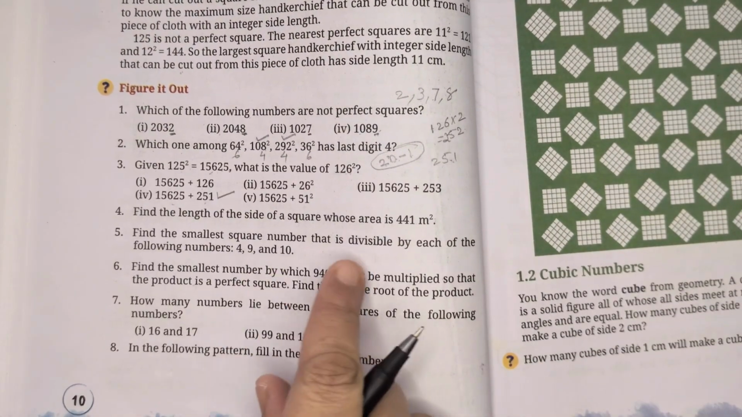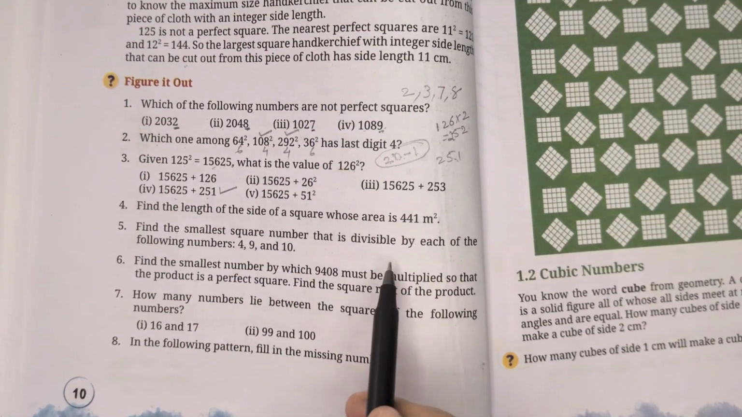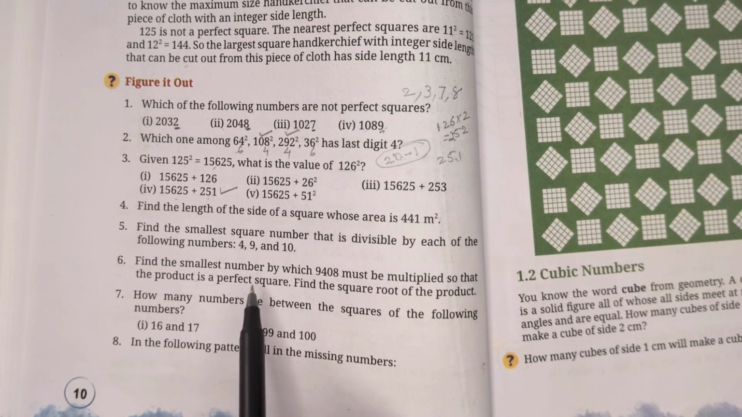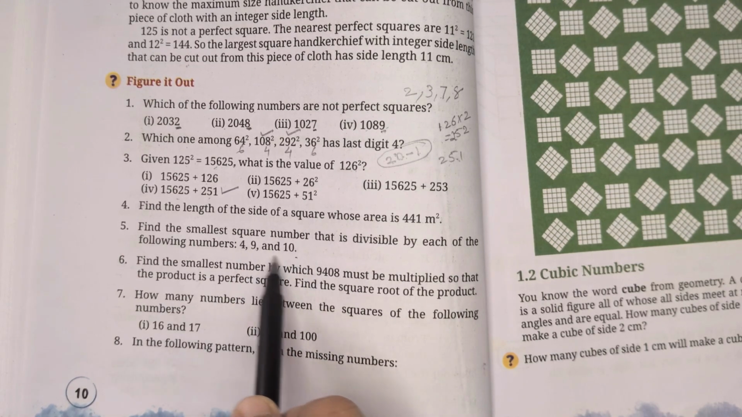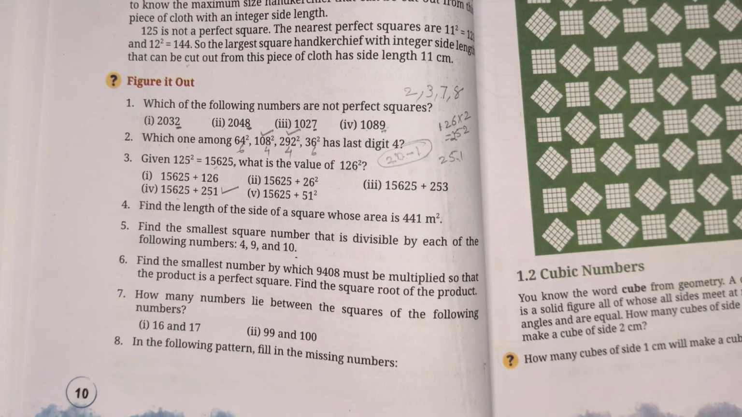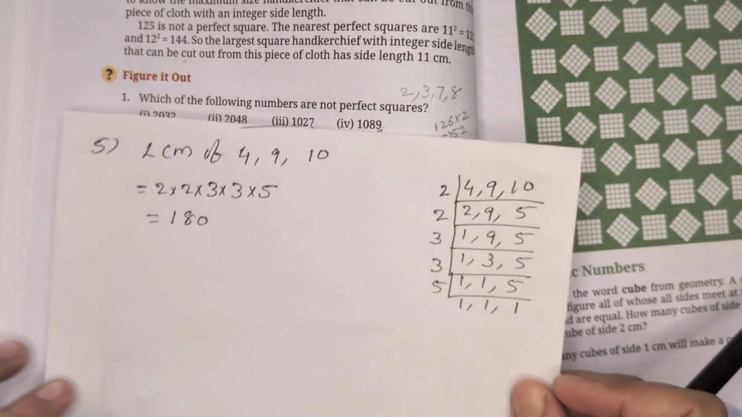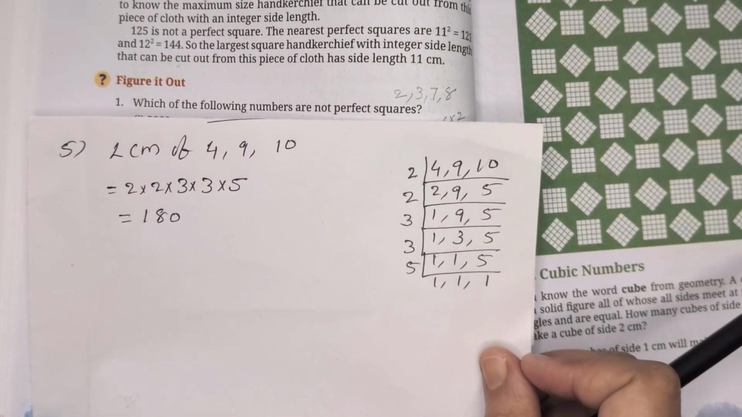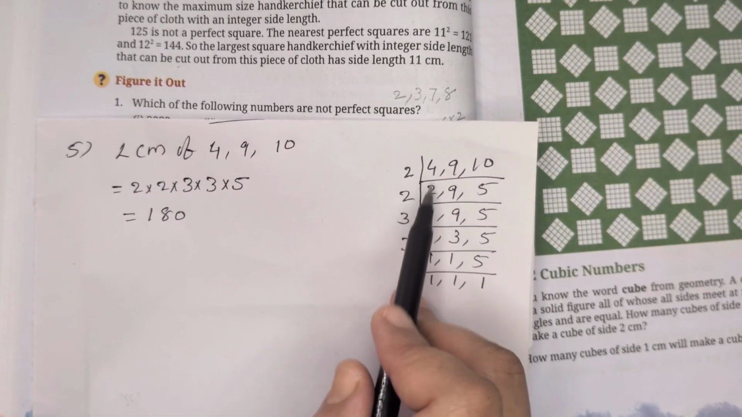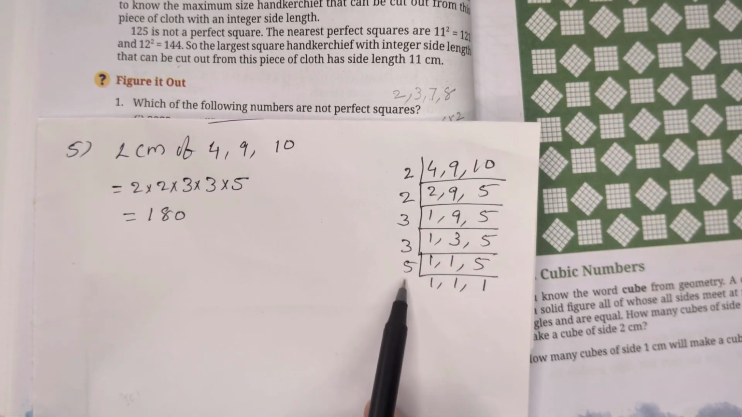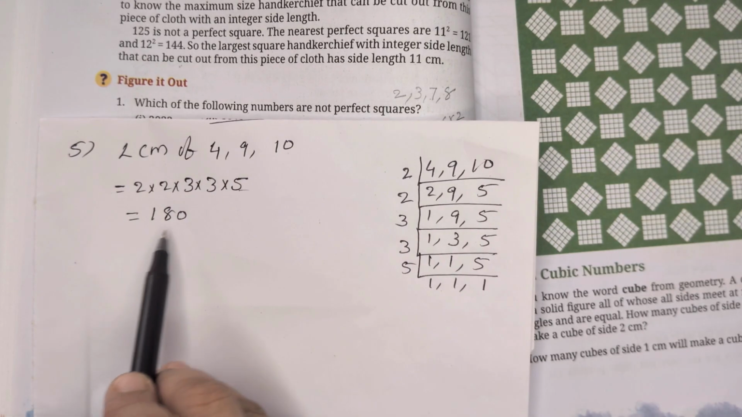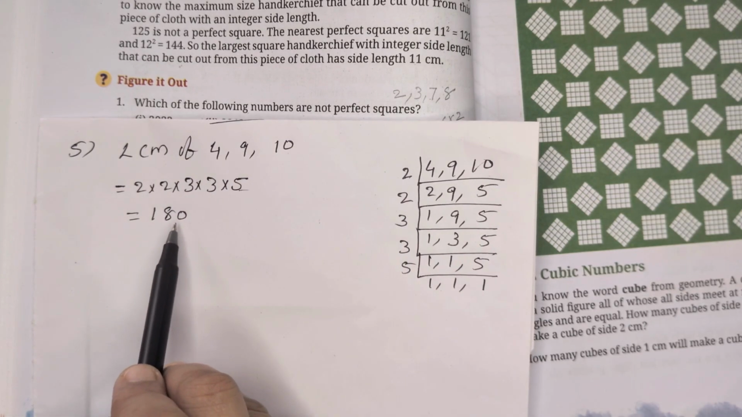Fifth question, find the smallest square number that is divisible by each of the following. To find the smallest square number, first we have to find the LCM of the given numbers 4, 9, 10 by the prime factorization method. We get the LCM of 4, 9, 10 as 2 into 2 into 3 into 3 into 5, so 180 is the LCM.